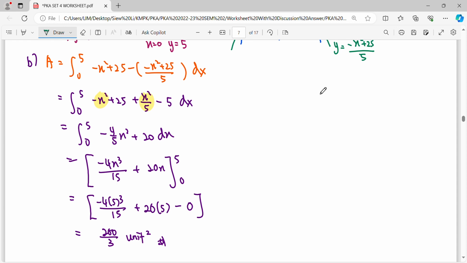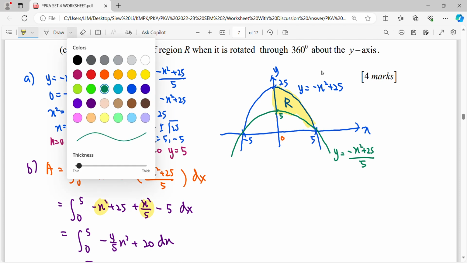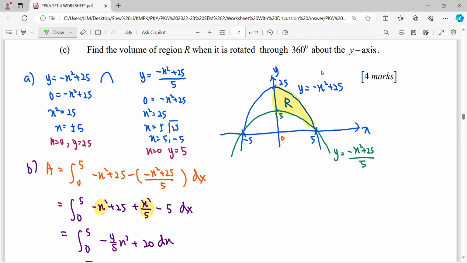Then we proceed to question C. Find the volume when the region is rotated through 360 degrees about the y-axis. When it is about the y-axis, it means we need to see it horizontally for the same region here. When we go horizontally, we can notice that this is under one curve, and then when we reach the value of 5, it is under the 2 curve concept. So this is the empty region that we don't include in the volume.